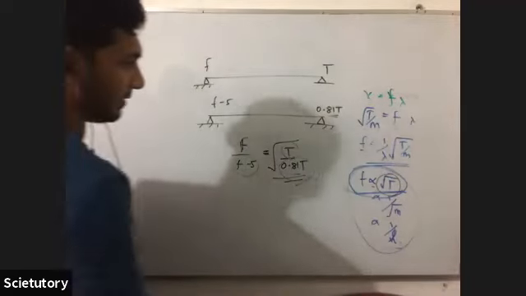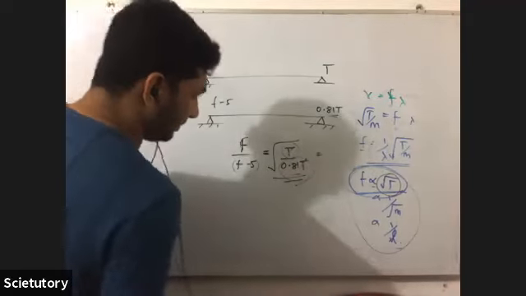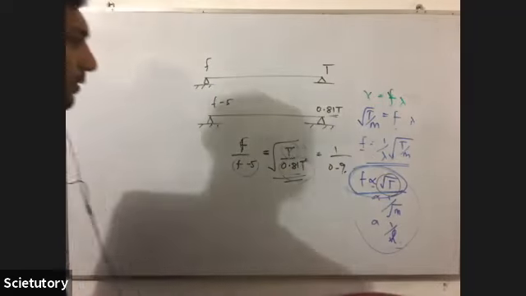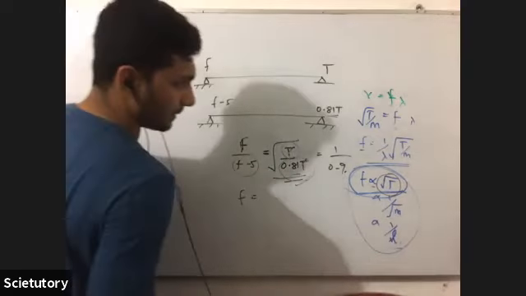Now just simplify it. T and T are cancelled. It is very easy; the root of 0.81 is 0.9. Okay, so now if you simplify, F is equal to what?